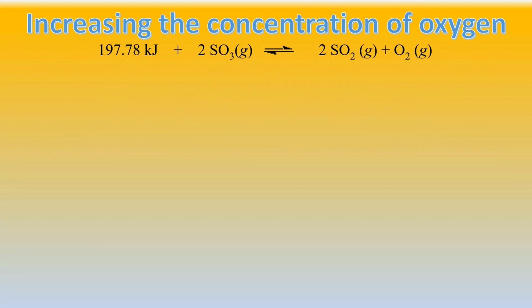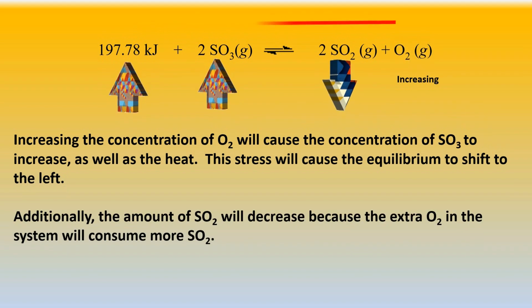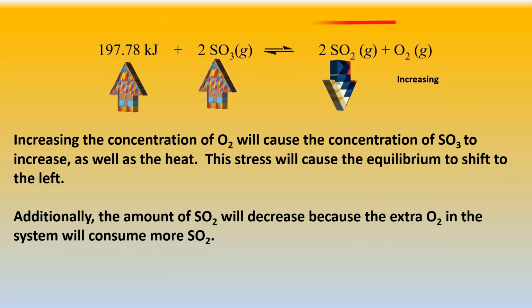Now for increasing concentration of oxygen. Increasing the concentration of O2 will cause the concentration of SO3 to increase, as well as the heat. This stress will cause the equilibrium to shift to the left. Additionally, the amount of SO2 will decrease because the extra oxygen in the system will consume more SO2.